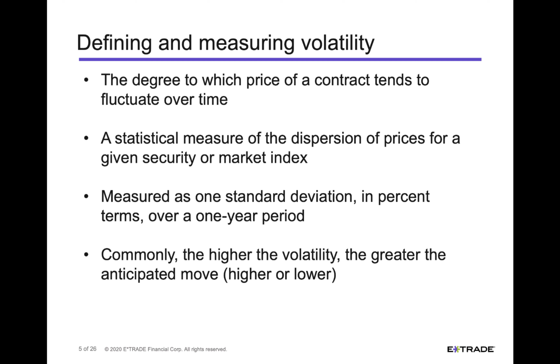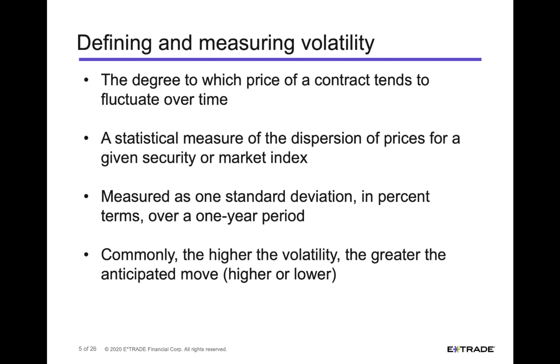So let's define and measure volatility. The first bullet point is volatility is the degree to which price of a contract tends to fluctuate over time. Okay, what exactly does that mean? That really means the difference between the high point and the low point of the trading range, and that can be for a number of minutes, it can be for a number of hours, it could be for a day, a week, a month. So it's really just how wild of a ride is the roller coaster that you were thinking about getting on or you are currently on.